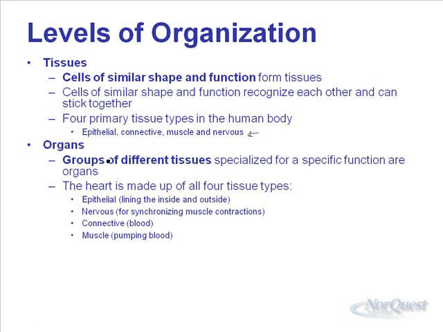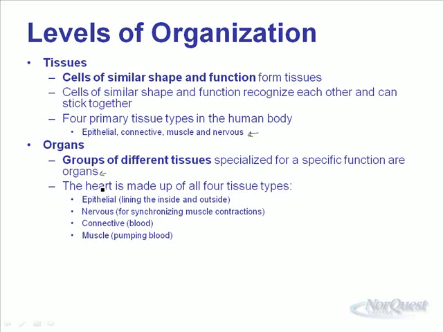The next level of organization is when these groups of different tissues get together to do a function. So groups of different tissues are called organs. A good example is the heart. The heart is made up of all four types of tissue. It has epithelial tissue, or a skin covering. It's not the same as the skin that's on the outside of your body, but it's still the same kind of cell. It lines the inside and the outside surface of the heart to protect it from infection.